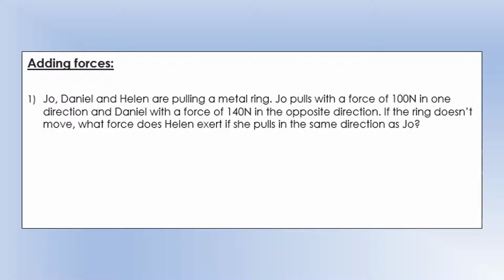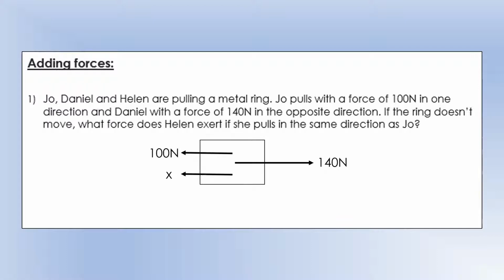So that's a lot of text. Let's turn that into a diagram. So we've got 140 one way, 100 going the other, and then Helen must be helping out the 100 newton force. And we can clearly see that X has to be 40 so that the resultant force is 0.